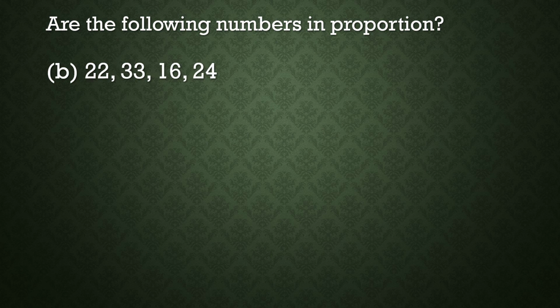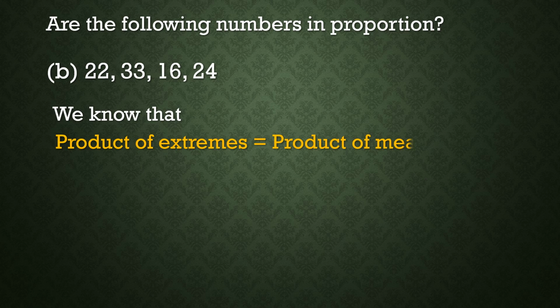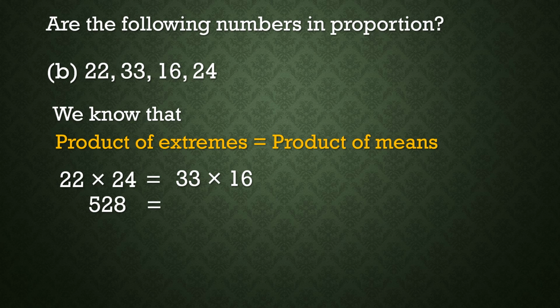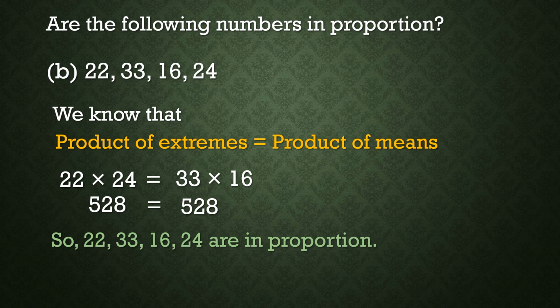Let us solve one more question. Question number B. 22, 33, 16 and 24. Let's solve. We know that product of extremes is equal to product of means, which is 22 multiplied by 24 is equal to 33 multiplied by 16. Now do the multiplication. We get 528 is equal to 528. So we can say that 22, 33, 16 and 24 are in proportion.